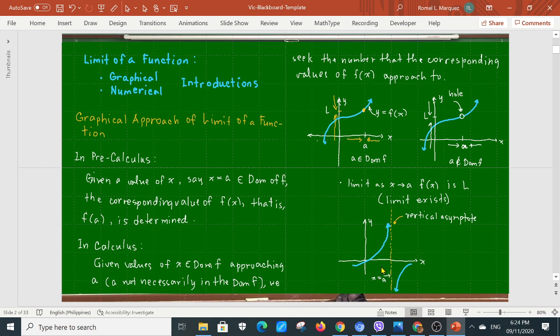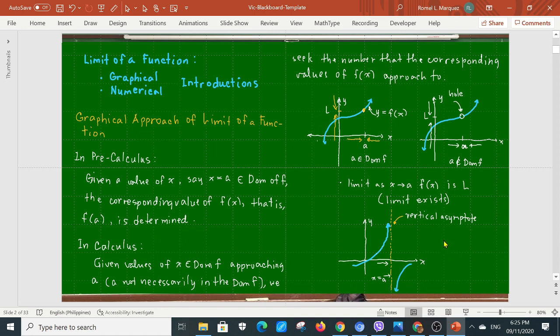As I travel along this curve, going to x equals a, where does the value of the function go? It keeps on growing, so it's not attaining a number. It doesn't reach any number. From the right, same behavior. As I travel along the curve, I keep on going down. So I am not reaching a specific number.